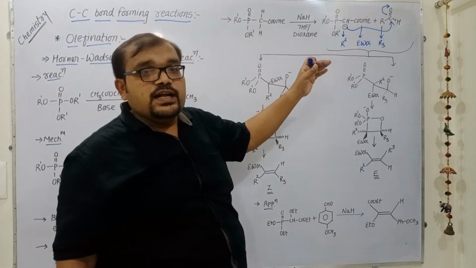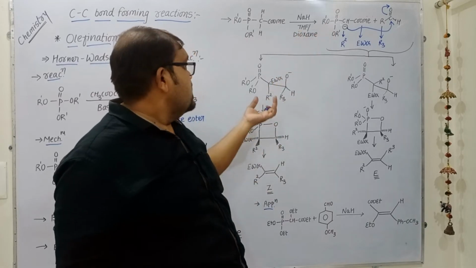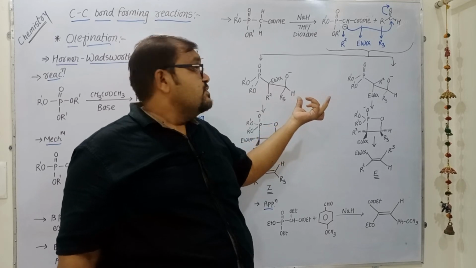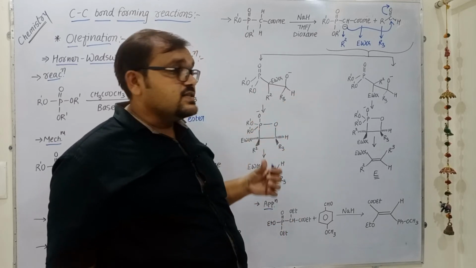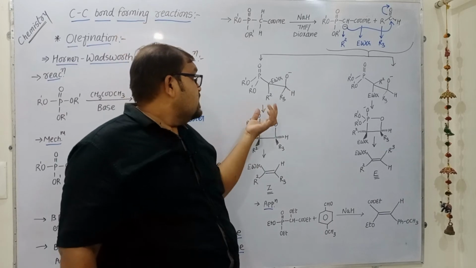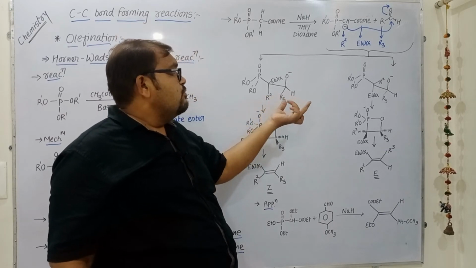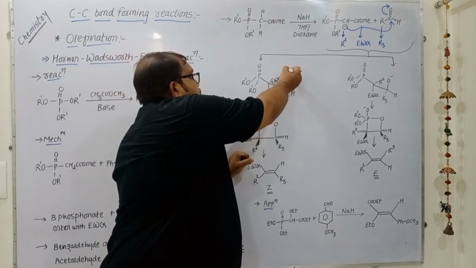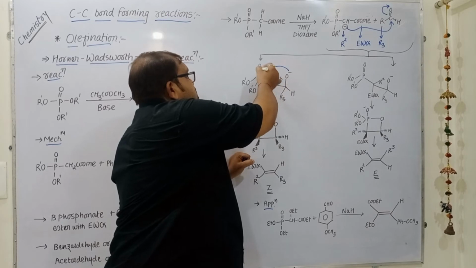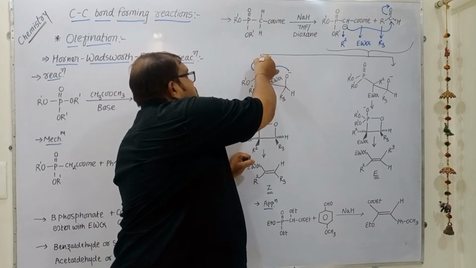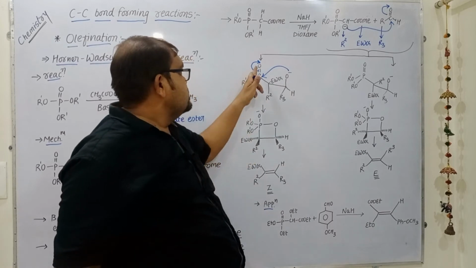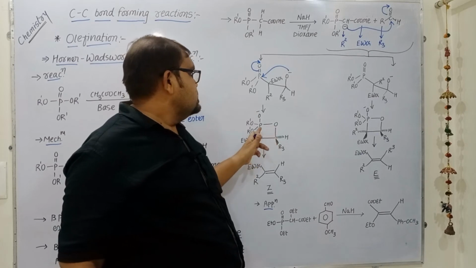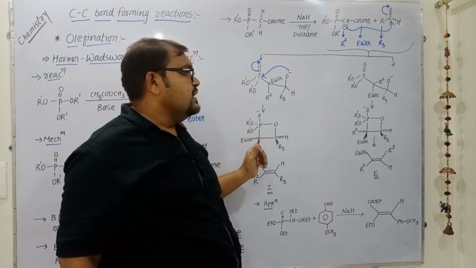when this negatively charged CH minus will attack over carbonyl carbon having partial positive charge, what will happen? This pi bonding electron will be shifted over oxygen and we will get such type of charged intermediate which is known as betaine, as we discussed earlier. So as we discussed this betaine, now what will happen? This oxygen having negative charge will attack over positively charged phosphorus. This pi bonding electron will be shifted over oxygen and oxygen will get negative charge as we discussed here, and we will get such type of oxaphosphetane intermediate.